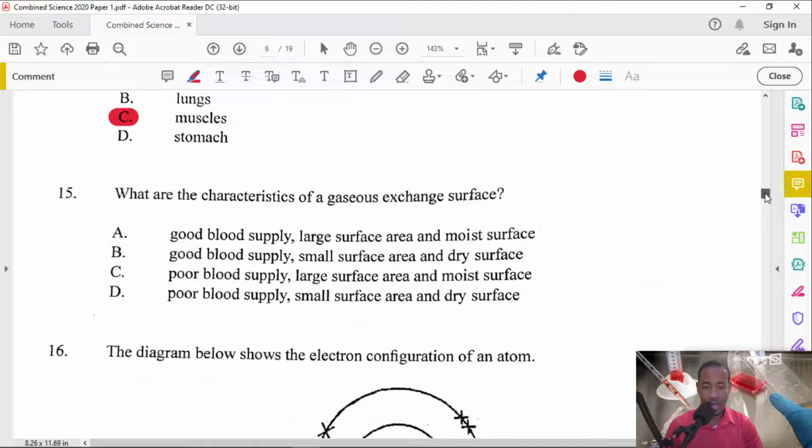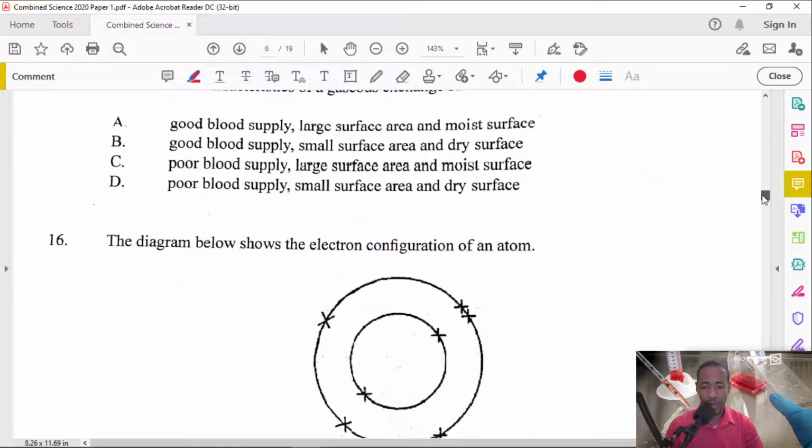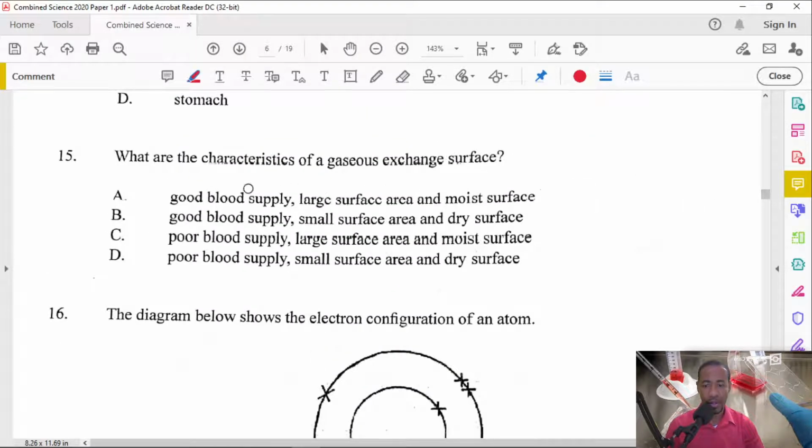Now, number 15 reads, what are the characteristics of gaseous exchange surface? And so look at option A. We said a good blood supply, which is great. The B is saying good blood supply is good. C and D are saying poor blood supply. So these two cannot be any option, right? So just take those out. So we're looking at between A and B.